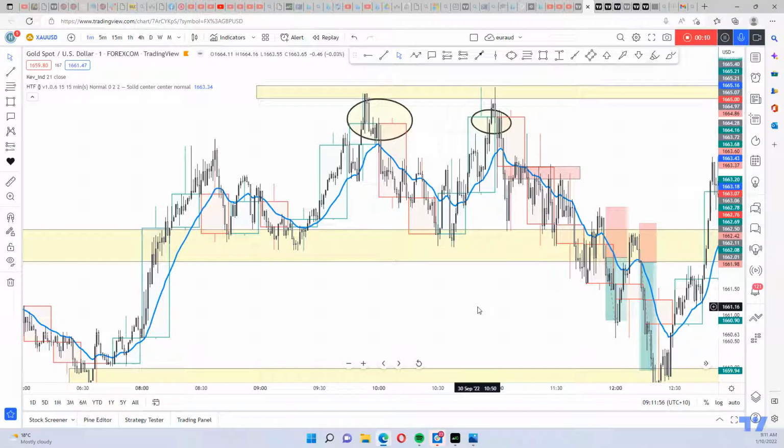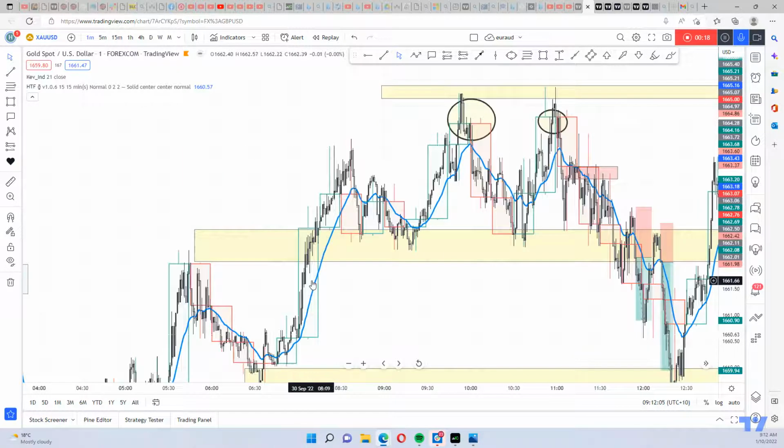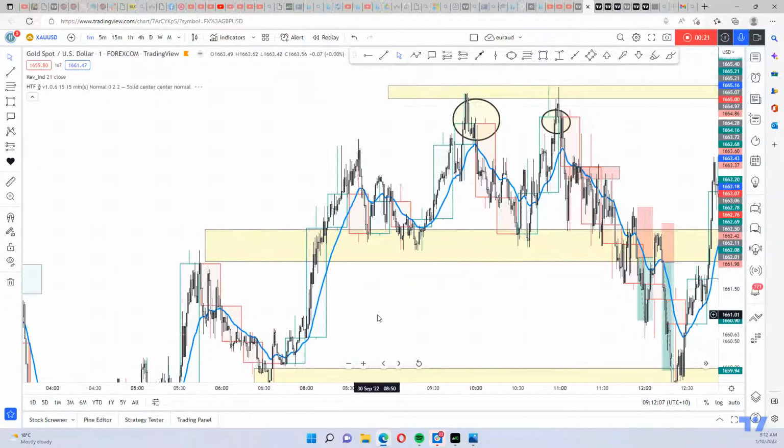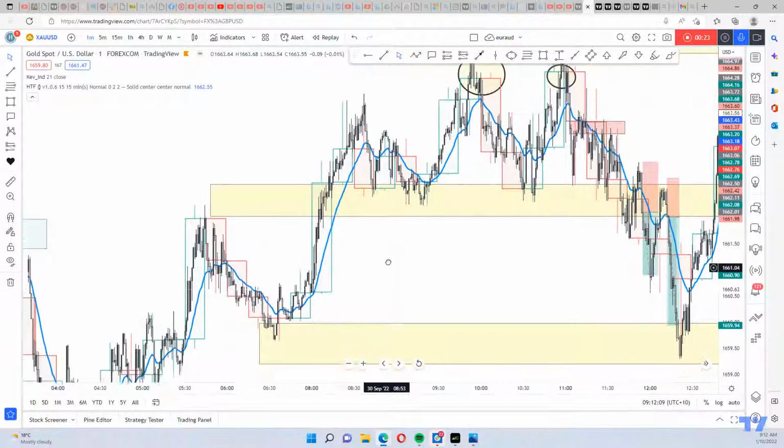Today I want to do gold analysis. I had a look at the gold yesterday already. It's really nice, really nice. I hope we can learn together here. So let's see how we start.